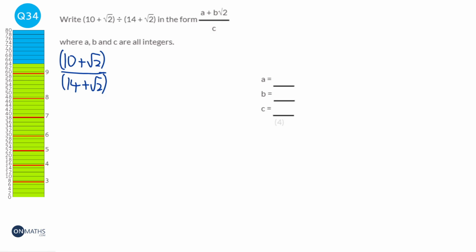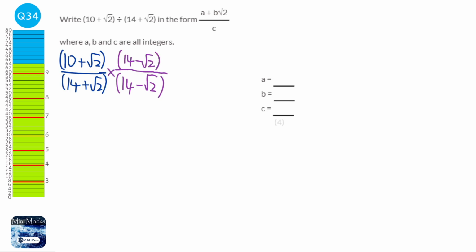Now, when you have two terms, including a surd at the bottom, we need to do something a bit special with this. And the thing we do is we times it by the opposite bracket. And what I mean by that is if it's 14 plus root 2, we times it by 14 minus root 2. And we've got to do the same to the top. And the reason for that is essentially all we're doing is timesing it by 1, because 14 minus root 2 over 14 minus root 2 is just 1. So we're not changing the fraction at all.